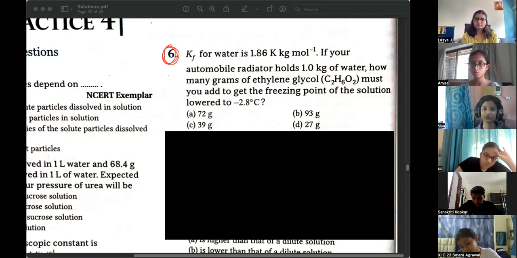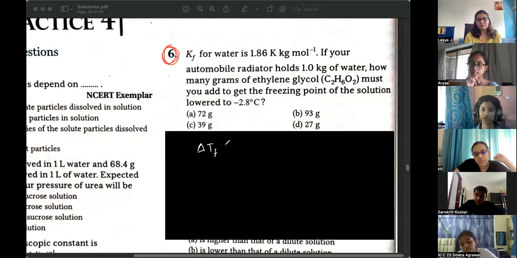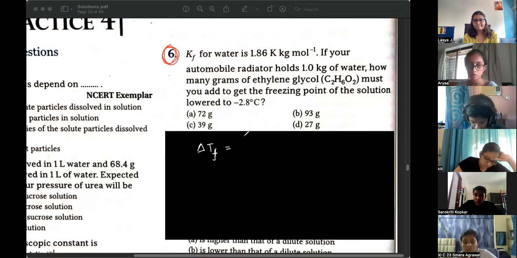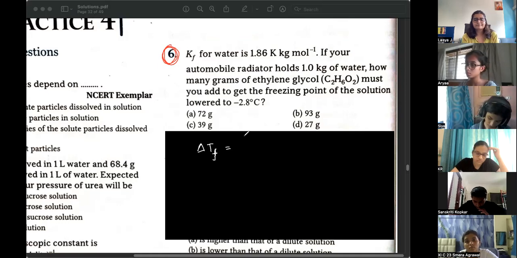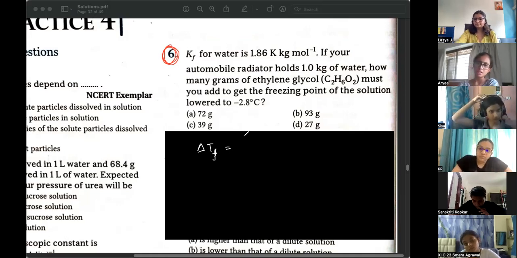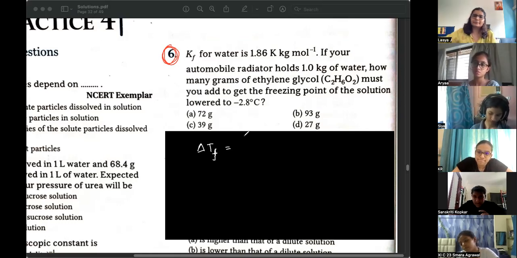What will be delta TF? Plus or minus? Delta TF is by how much the freezing point is reduced. So 0 minus of minus 2.8, so plus 2.8. Just remember, delta TF and delta TB are always positive, so no confusion. If they don't give water as the solvent, they'll mention the freezing point of that solvent. But usually it's water, more often than not. Or it'll be an organic solvent like benzene, like the previous question, octane.